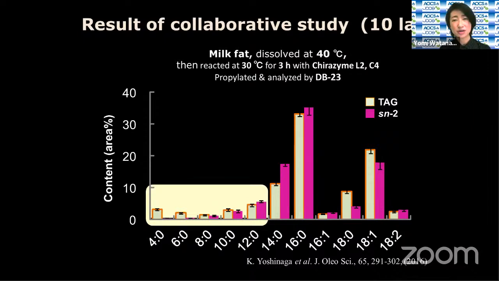Milk fat was the focus of a separate collaborative study using Calbee. Pork pancreas lipase is again unsuitable for the SN2 fatty acid analysis of milk fat. This slide shows the fatty acid distribution in milk fat. All 10 labs showed the milk fat had only small amounts of short chain fatty acids located at the SN2 position. With milk fat, we determined that propylation of fatty acids from the 2-mag and the use of a DB23 column are recommended.